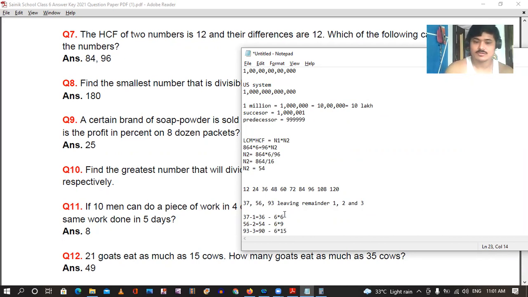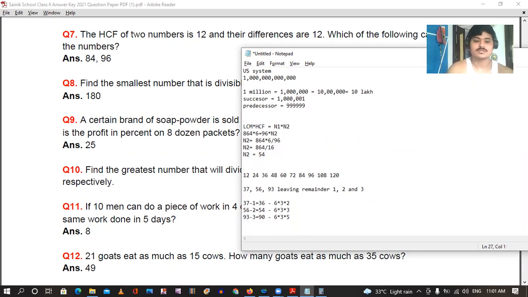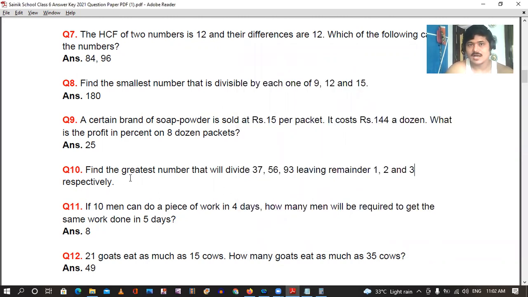Let's break it down a little more. 6 means 3 into 2, 9 means 3 into 3, and 15 means 3 into 5. So if you see here, 6 and 3 are common, so 6 into 3 is 18. 18 is the greatest number which divides all these 3 numbers, leaving remainder 1, 2, and 3 respectively. Though the answer is not provided here, I'm pretty much sure you can go ahead and write the answer as 18.